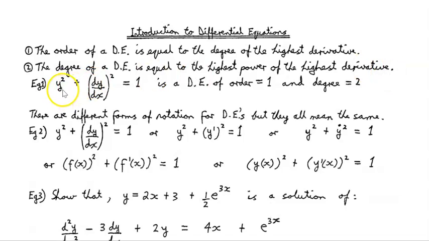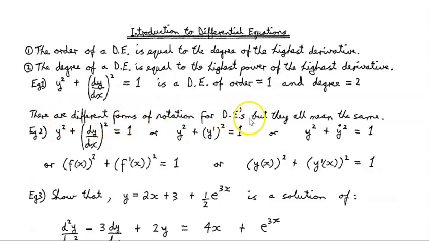Let's have a look at an example here. We have y squared plus (dy/dx) all squared is 1. This is a differential equation of order 1, because the highest derivative is dy/dx, the first derivative. It's of degree 2 because the highest power of the highest derivative is the power 2. The highest derivative is order 1, so it has degree 2 because we have a square here.